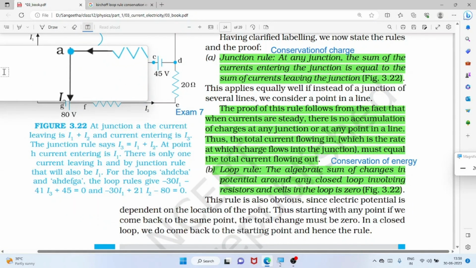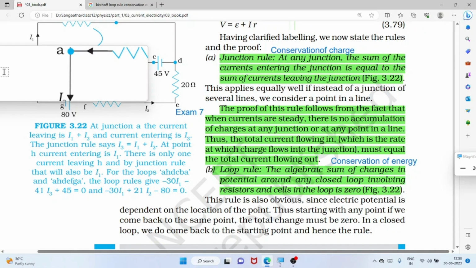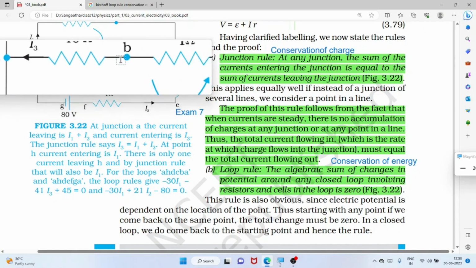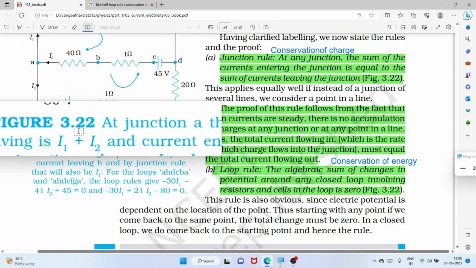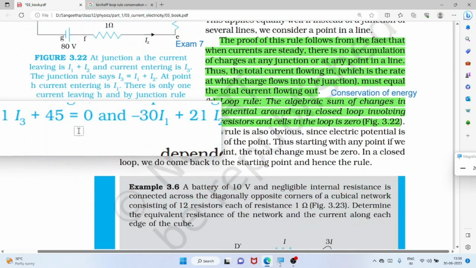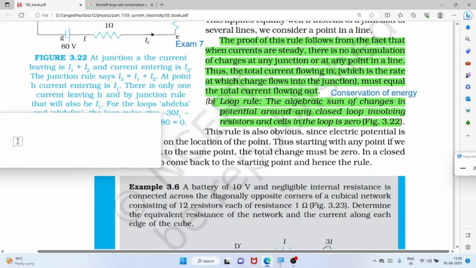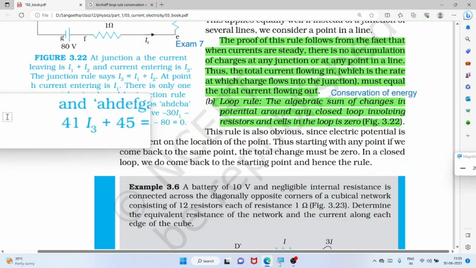That is the loop rule, the conservation of energy. Okay, at any junction the sum of the currents entering the junction is equal to the sum of the currents leaving the junction. That is the junction rule. Loop rule: the algebraic sum of the changes in potential around any closed loop involving resistors and cells in the loop is 0.